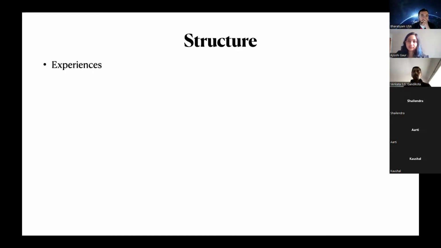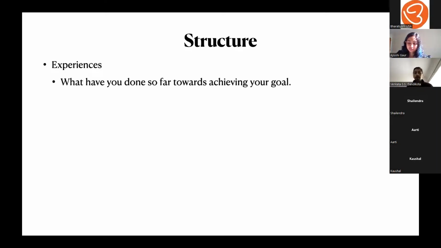Then the bulk of the body here lies in experiences. So what are the experiences that shaped your interests through different times, right? It could be like you start off pursuing an undergraduate degree, you would have done a bunch of courses or some internships, or you have interacted with some professors or some researchers, who really motivated you towards learning new things or different things in a very different way, right? So everyone has different experiences, and the experiences in general should have a similar kind of structure: what have you done so far towards achieving your goal, and then you connect these experiences to the degree program that you're applying to.